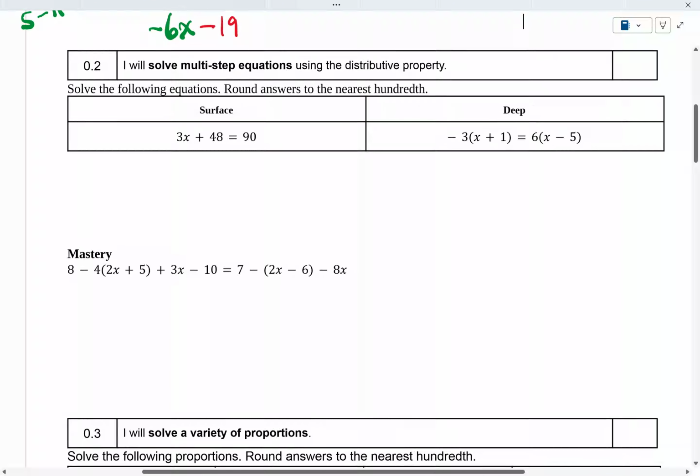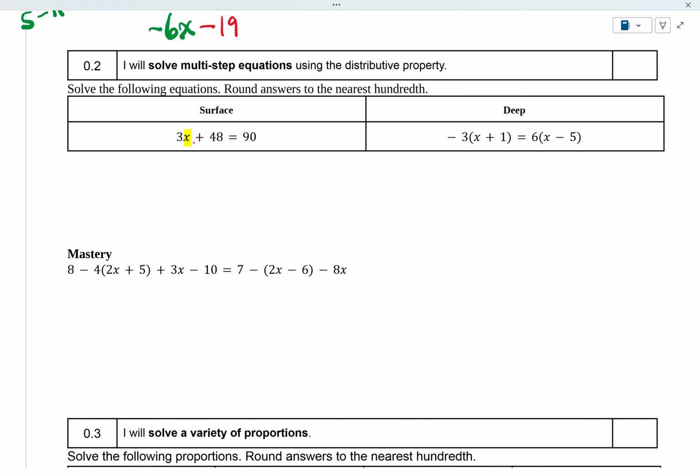Hi everybody, in this video we are going to solve some equations for a variable. So we'll start with the surface level here. Our variable, as you can see, is x. And so we're going to essentially play the game of doing inverse operations. So whatever we see, we're going to do the opposite of that.